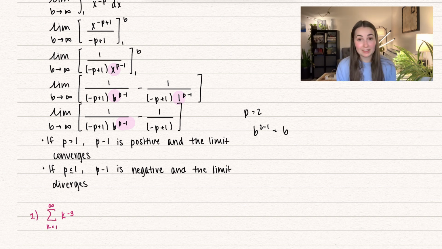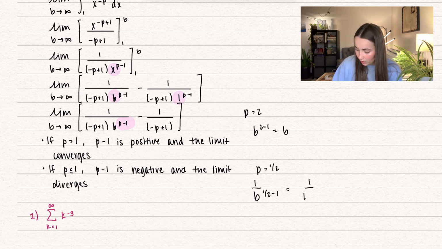But if p is strictly less than 1, then p minus 1 is going to be negative. So what happens here is that if p is equal to 1/2, for example, we have 1 over b to the 1/2 minus 1. That is equal to 1 over b to the negative 1/2, which would actually be the square root of b divided by 1.